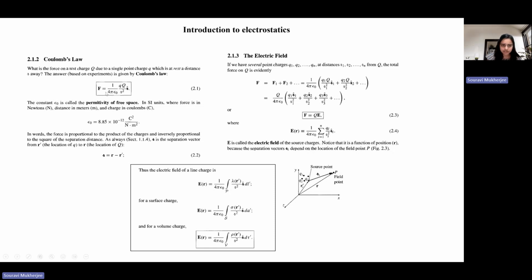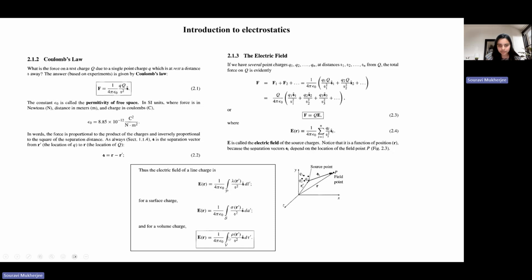So for a single charge, this is how it looks. It has this 1 by r square dependence. And if you talk about a continuous distribution, suppose you have a line charge, then this will be modified with this integral. You write your charge distribution as integration of lambda dl, or for a surface charge, you write it as sigma dA while you integrate over the surface. Or for volume charges, you can integrate over the volume where your charges are present.